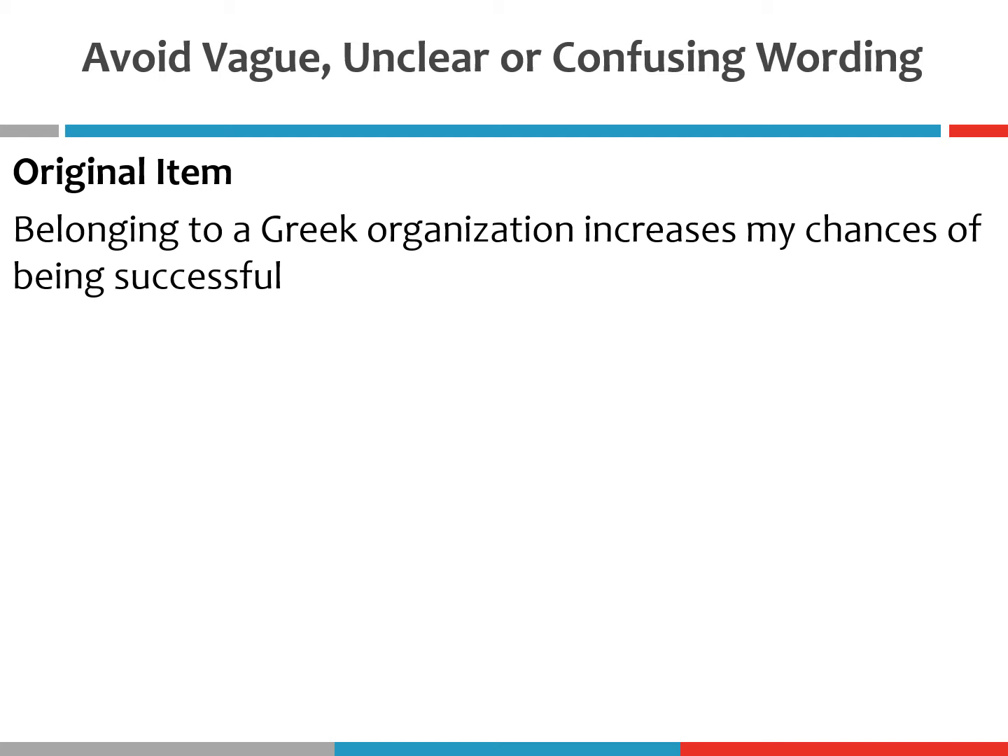Based on the title of the slide, I'm sure you've concluded that the problem with this question is vague, unclear, or confusing wording, right? So what word in this particular question do you think is vague or unclear? Okay, if you said "successful," you are correct.